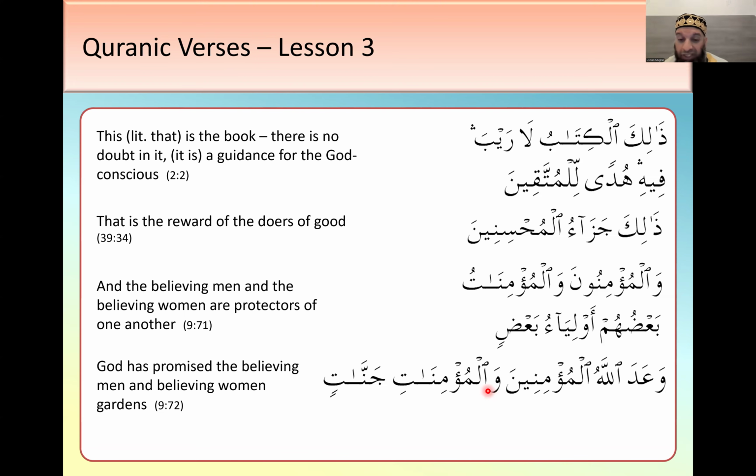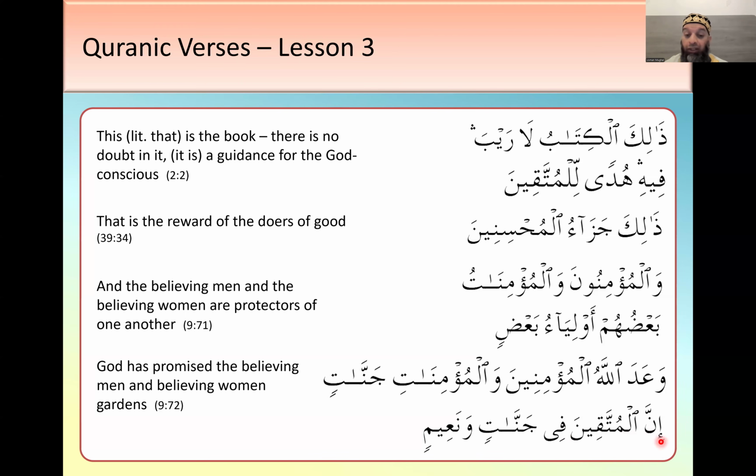But when you see afterwards it's written the feminine version, wal mu'minati, and the women believers, then you know the first one is only the male believers. So Allah has promised the male believers and the female believers jannatin, gardens. Are you happy with that one? Next one.